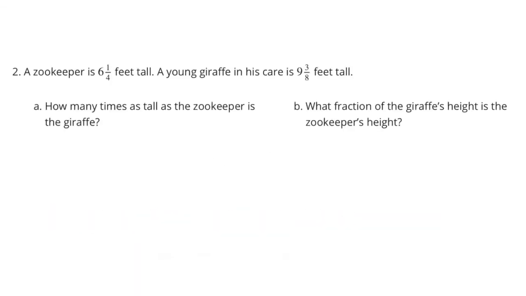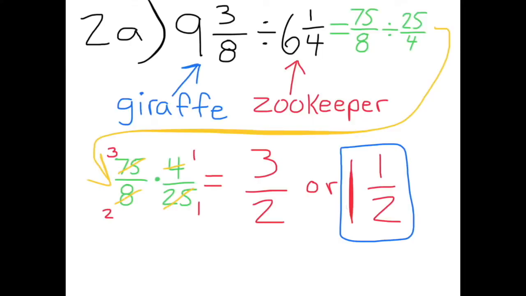Number 2. A zookeeper is 6 1/4 feet tall. A young giraffe in his care is 9 3/8 feet tall. A. How many times as tall as the zookeeper is the giraffe? 9 3/8 represents the height of the giraffe divided by 6 1/4, which represents the height of the zookeeper.